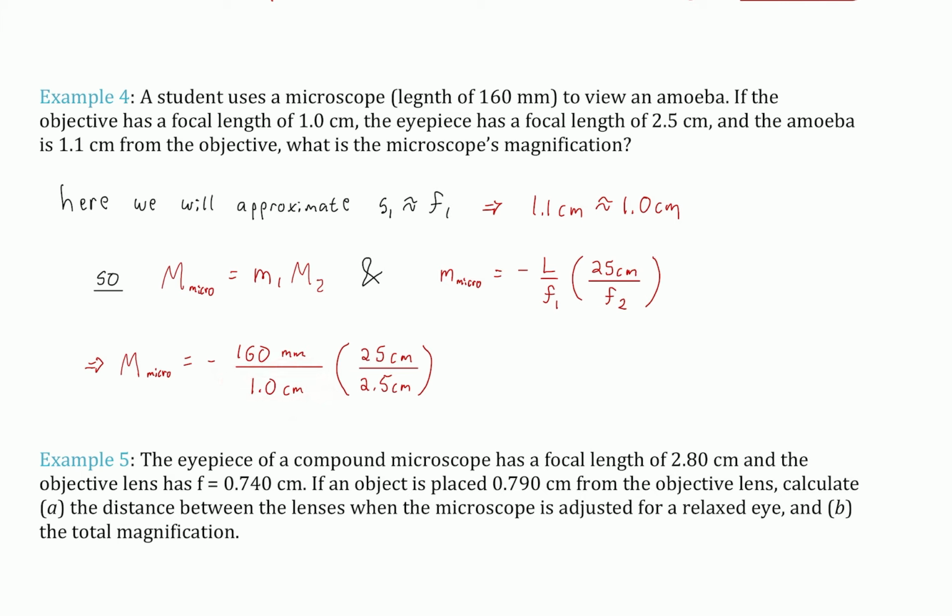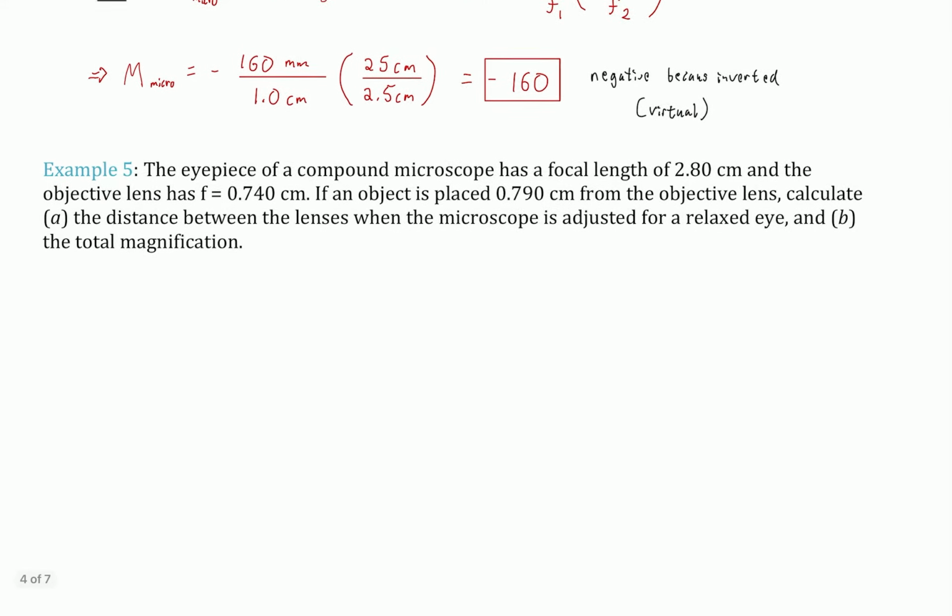We know the length, and we certainly know the human near point. So we're all done, plug and chug, and we get negative 160. It will always be a negative value because, indeed, the final image is an inverted image that is virtual, right? Now, of course, there are plenty of virtual upright images, but since this is a secondary image, it is both virtual and inverted, okay? All right, example 5.